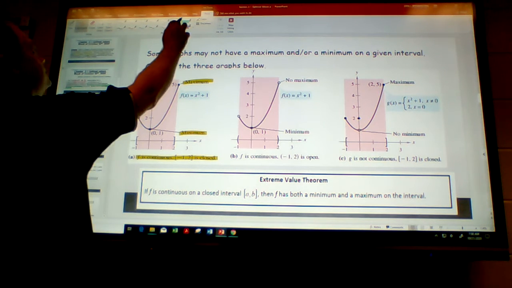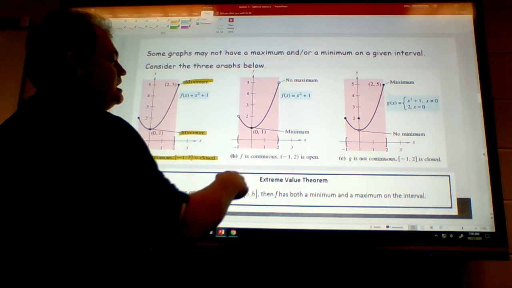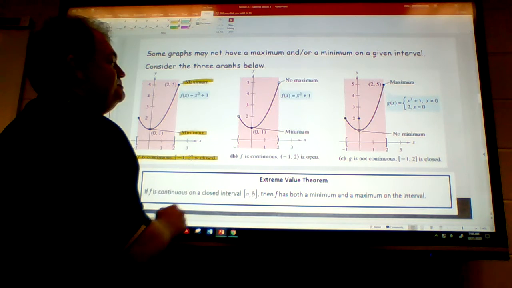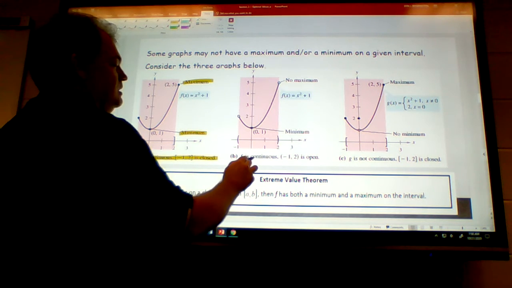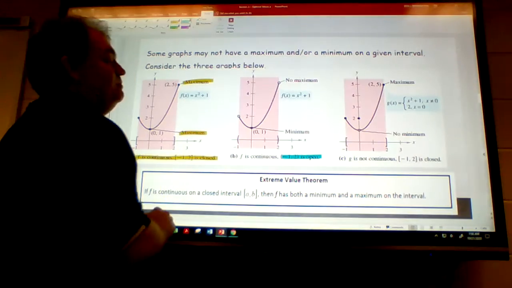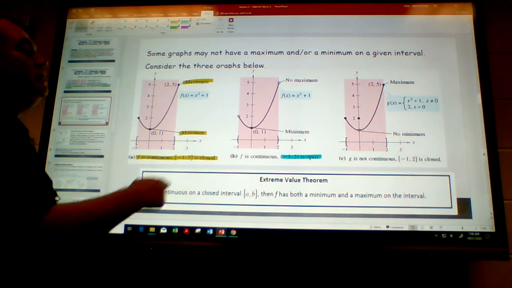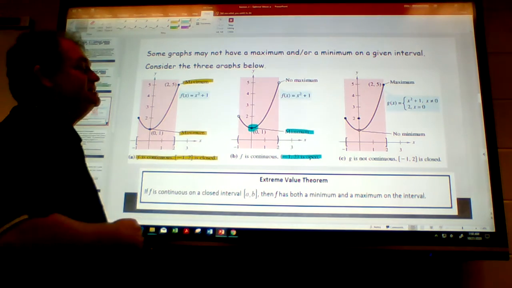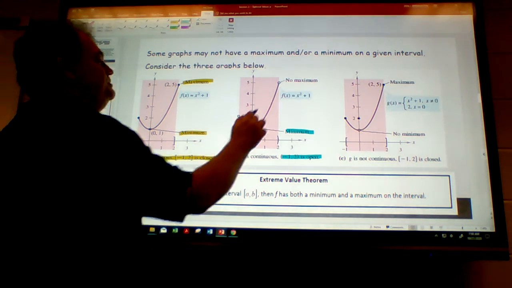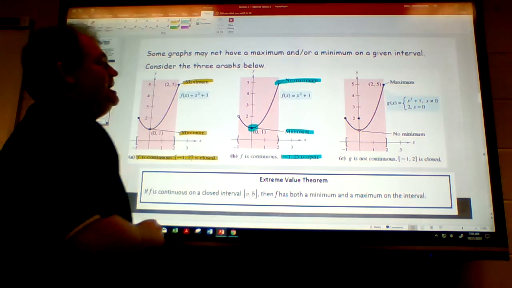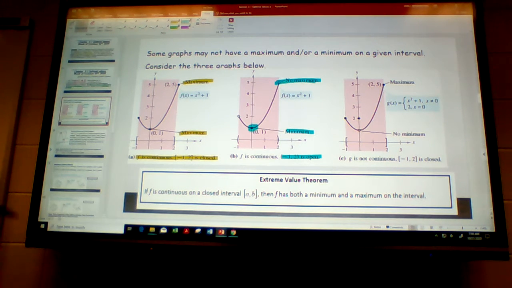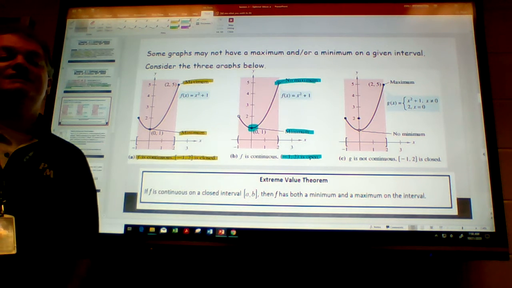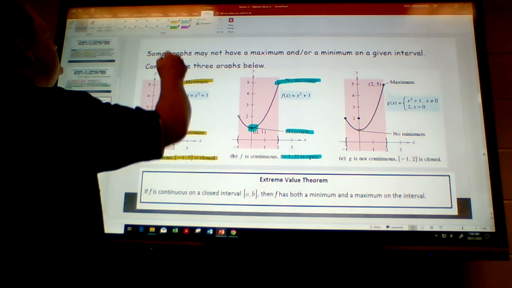On the other hand, if you look at the next one, our function is continuous, but it's open on both ends. It's open from -1 to 2. You can see that right there. It does have a minimum right there because it's continuous there, but as you can see, it has no maximum because that's an open dot. Therefore, that function on that interval does not have a maximum, but as you can see here, it does have a minimum.